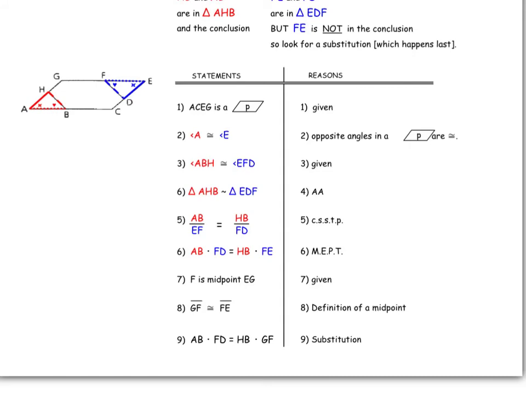Here's where I put my substitution in. I mentioned that F was the midpoint of EG, and how annoying of me that I left out the line segment. I hate when I do that. The reason is given. Now I can say that GF is congruent to FE. GF is the one I want, and FE is the one that doesn't belong. So now I rewrote the cross product from step 6 again in step 9, except FE is out and GF is in. And the reason is substitution.